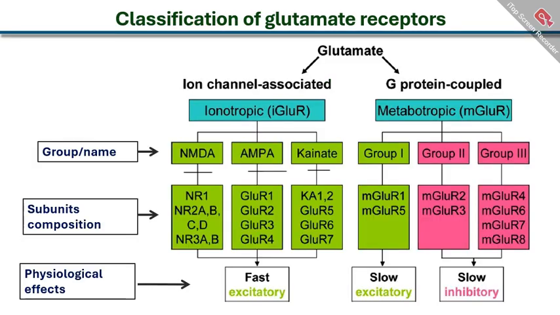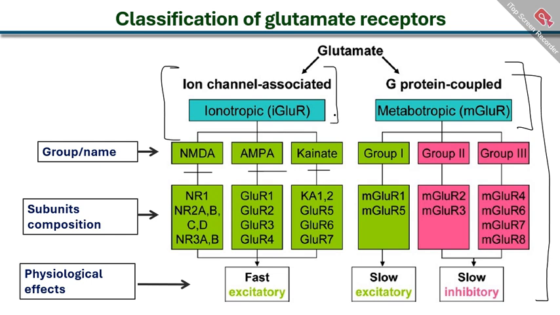So let's get started. This slide is showing you the classification of glutamate receptors. Glutamate receptors can be classified into ionotropic glutamate receptors and metabotropic glutamate receptors. In another video prepared by me, I have talked about the metabotropic glutamate receptors. In this video, we will be focusing on the ionotropic glutamate receptors. Ionotropic glutamate receptors can be named as NMDA receptors and non-NMDA receptors such as AMPA receptors and kainate receptors. These are basically named according to the pharmacological stimulation of these receptors with these agonists.